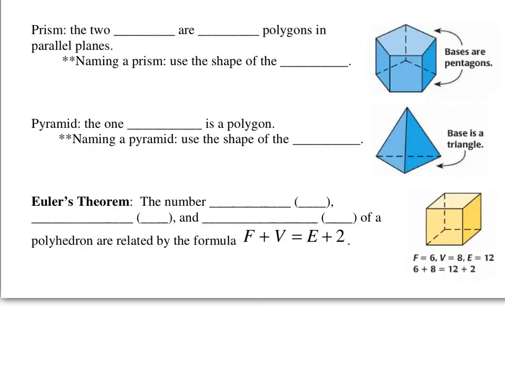So next up is a prism and pyramid, so the two that we just saw. A prism, just so you know what that is, has two bases that are congruent polygons in parallel planes. They're parallel to each other. So if you notice, the pentagons right here, the top and bottom, are the only two faces that are parallel to each other. So those are the bases. So when we name a prism, we have to use the shape of the base to label it. So in this one, because the bases are pentagons, this would be a pentagonal prism.